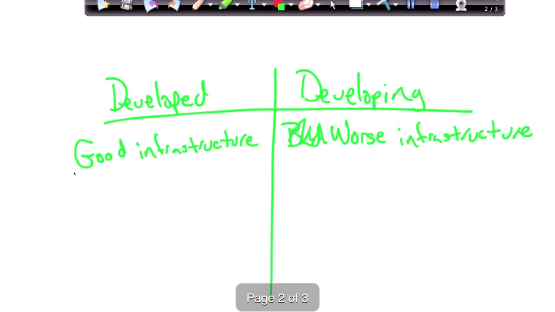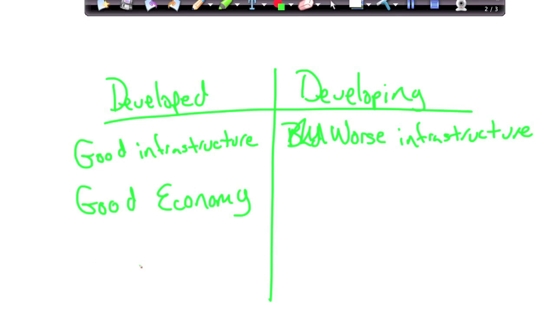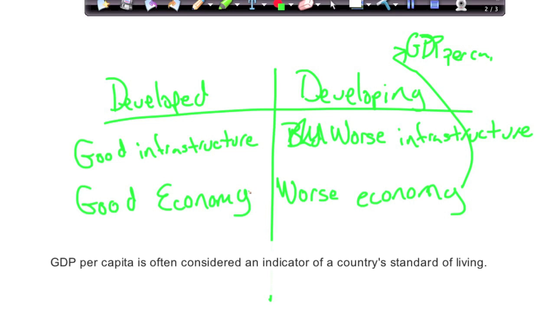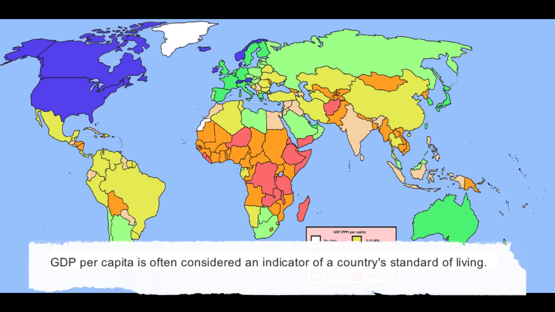So back to our developed versus developing. A developed country has good infrastructure. Developing has worse infrastructure. A developed country has a good economy. A developing country has a worse economy. And the indicator we use to decide that is GDP per capita. This basically tells us the quality of the economy or the size of the economy.